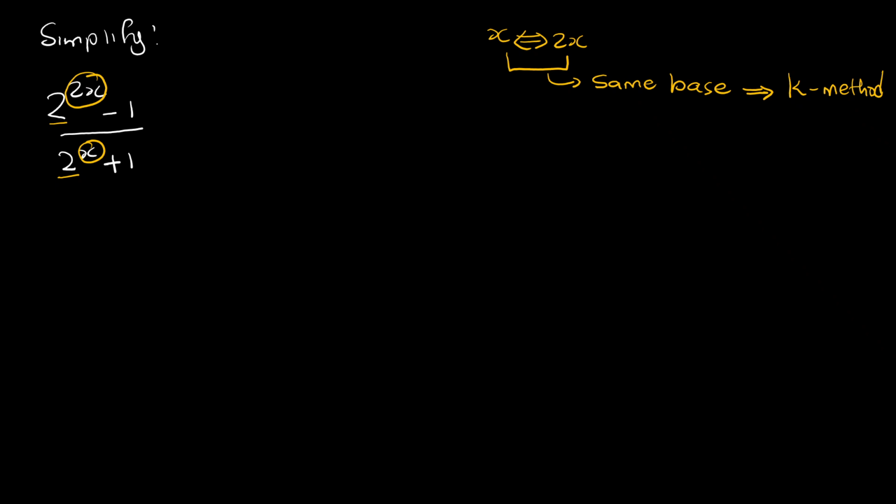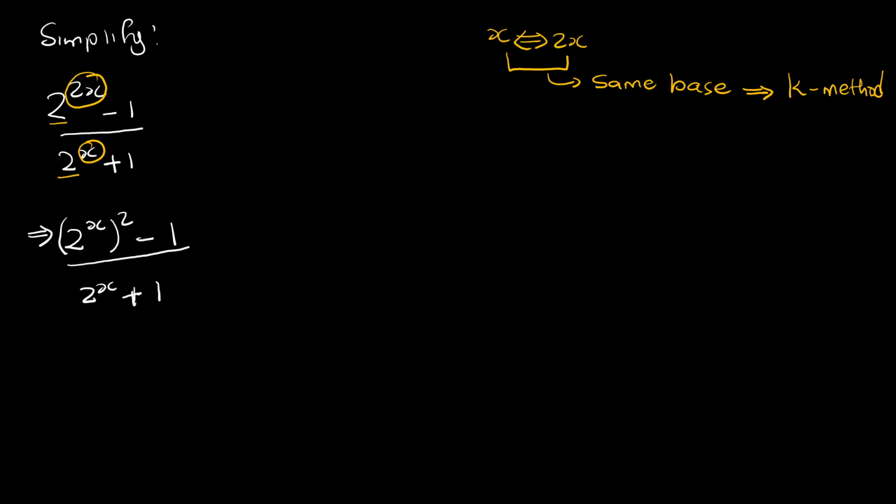What do we do first? We change that one. Everything should be to the power x. So we need to write 2 to the power 2x as 2 to the power x, all squared. Then we have minus 1, and this is divided by 2 to the power x plus 1.